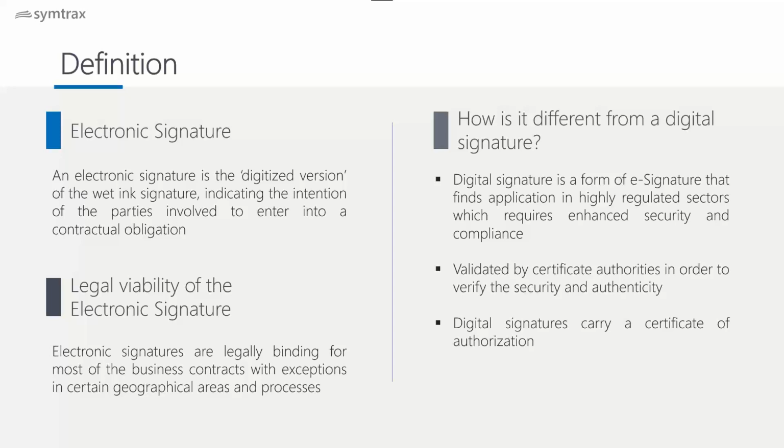So I will just come to the second question. So what is a digital signature and how is it different from an e-signature? As per my opinion, a digital signature is a particular form of e-signature that finds application in highly regulated sectors. So if you compare electronic signature with a digital signature, the electronic signature or e-signature is focused mainly on the intention of the parties to enter into a contractual obligation. But if you take digital signature, obviously the intention is there, but more focus is given towards preserving the security of the document, like making sure that the document is not being tampered or forged. And since we focus mainly on the security aspect, every digital signature needs to be validated by a certificate authority, which is again a third party. And also digital signatures do come with a certificate of authorization.